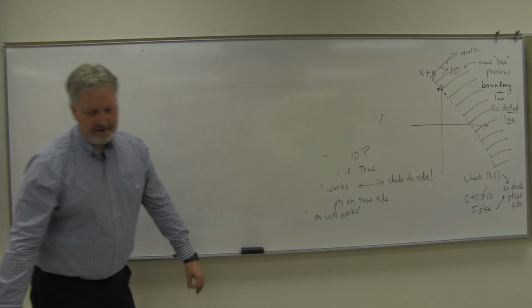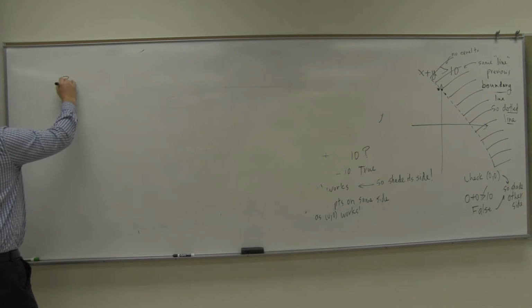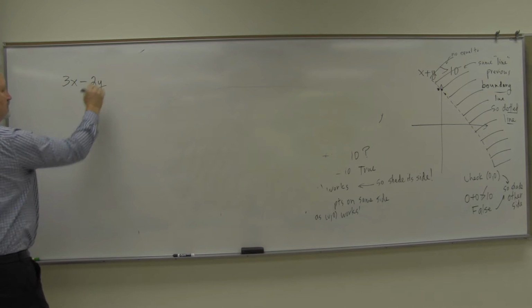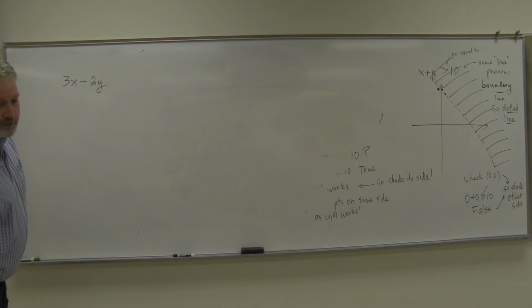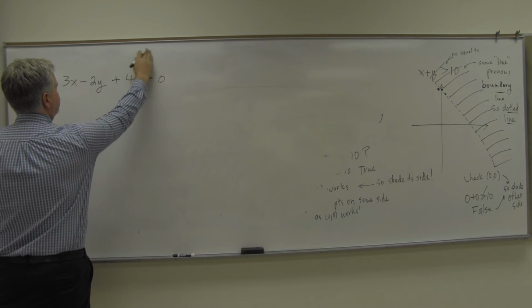Let me do another one here. All right, let's talk about this one. 3x minus 2y plus 4 greater than or equal to 0.